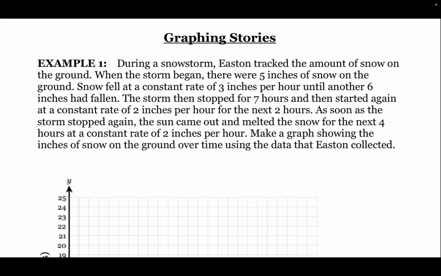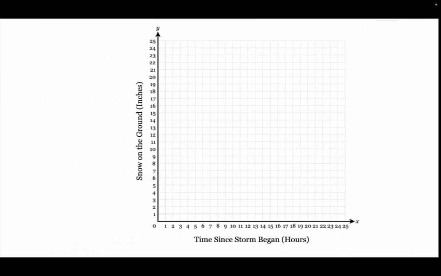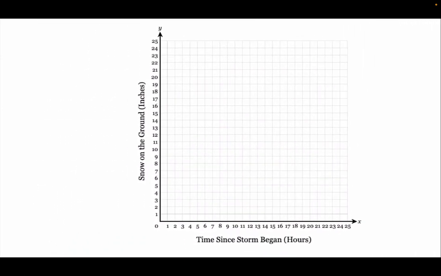Second sentence, when the storm began. Okay, so at the beginning of the storm, there were 5 inches of snow on the ground. Now we have our first set of instructions here. When the storm began, there were 5 inches of snow on the ground. So let's go down to our graph. Our graph has 2 things. It has an x-axis and a y-axis. The x-axis is time, time since the storm: 1 hour, 2 hours, 3 hours, 4 hours, and so on. The y-axis, up and down, measures how high the snow is getting, right?